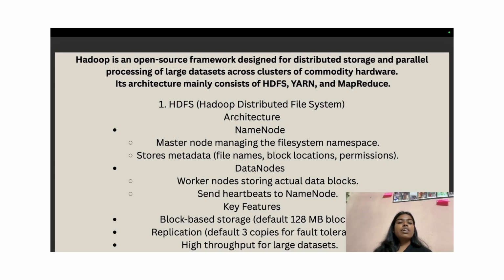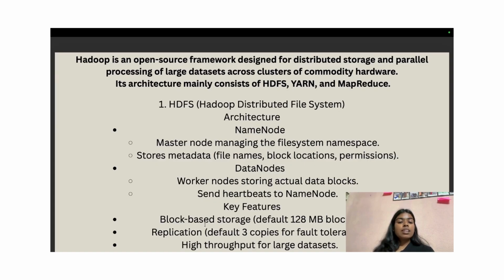First is HDFS, that is Hadoop Distributed File System. Architecture: NameNode, the master node managing the file system namespace. It stores metadata: file names, block locations, and permissions. DataNodes, worker nodes storing actual data blocks, send heartbeats to the NameNode.